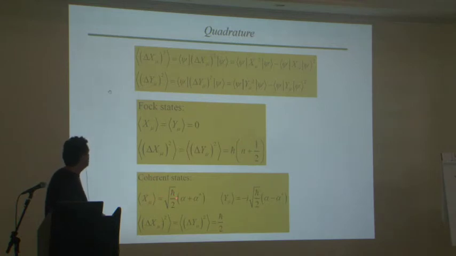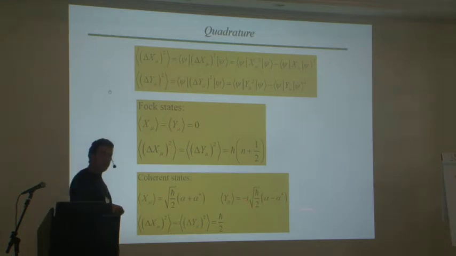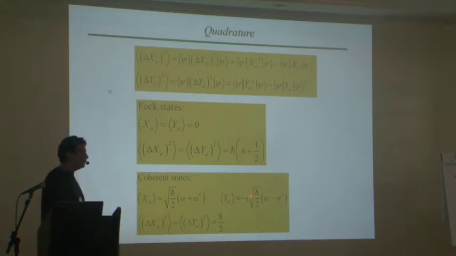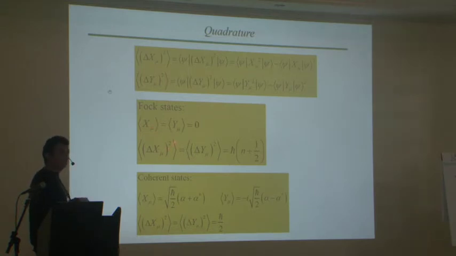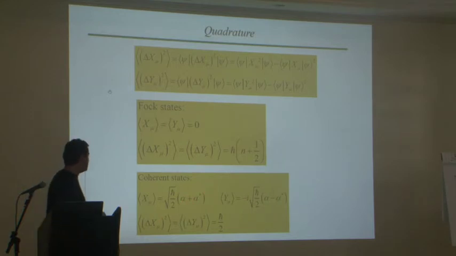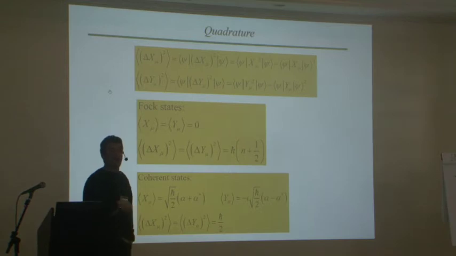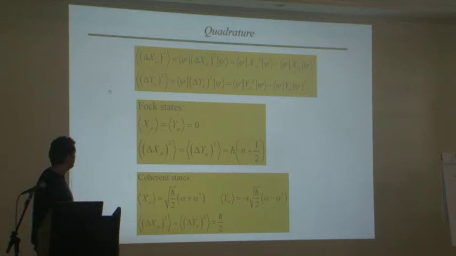For the coherent state, we have a non-vanishing average value of the quadratures. So the average amplitude of the electromagnetic field in a coherent state is not zero. The average value in a Fock state is zero, but there is energy, and the energy is in the fluctuations. Okay? For the coherent state, we have an average value of the quadrature that depends on the complex amplitude alpha, and we have also fluctuations, and the coherent states are minimum uncertainty states.